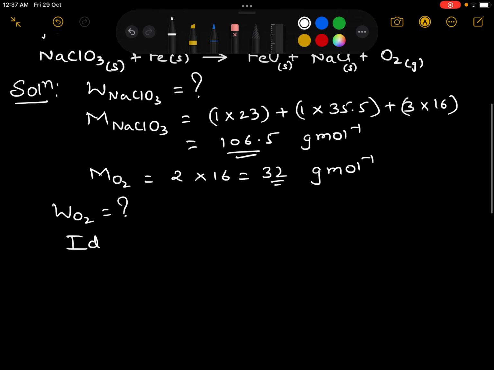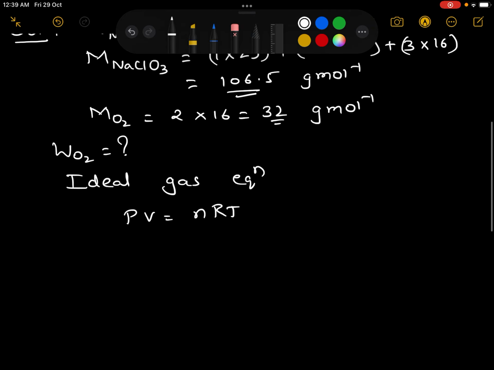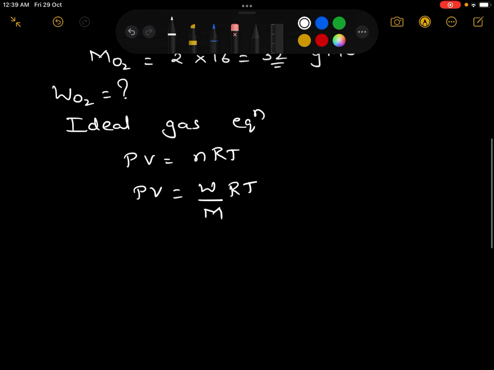We will use the ideal gas equation, that is PV is equal to nRT. Now n stands for the number of moles, and the number of moles is given by the formula mass upon molar mass, multiplied by RT. So the mass of oxygen would be equal to pressure into volume multiplied by the molar mass, of course that of oxygen, divided by R into T.